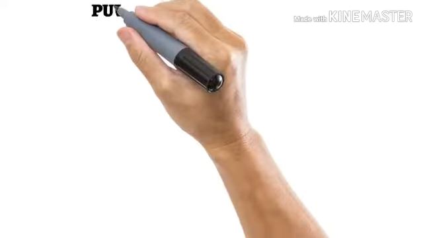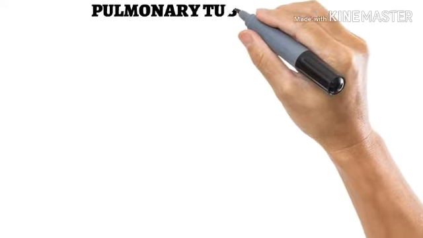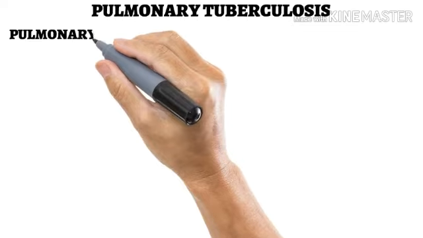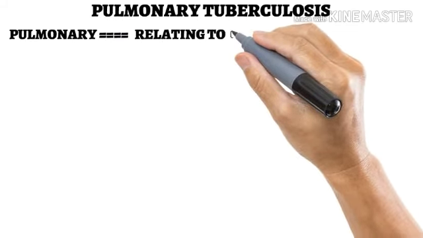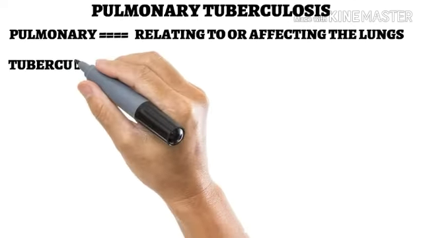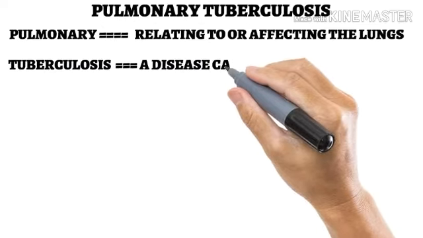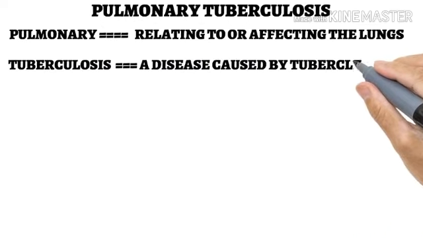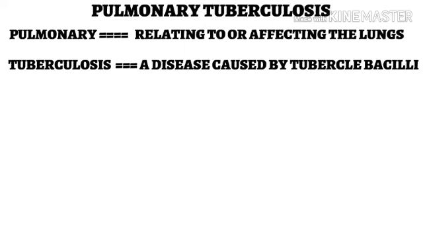Pulmonary tuberculosis. If we are to give a definition of pulmonary tuberculosis, the meaning of pulmonary is anything relating to or affecting the lungs. And when you say tuberculosis, osis means a disease state, and tuberculosis means a disease caused by tuberculous.